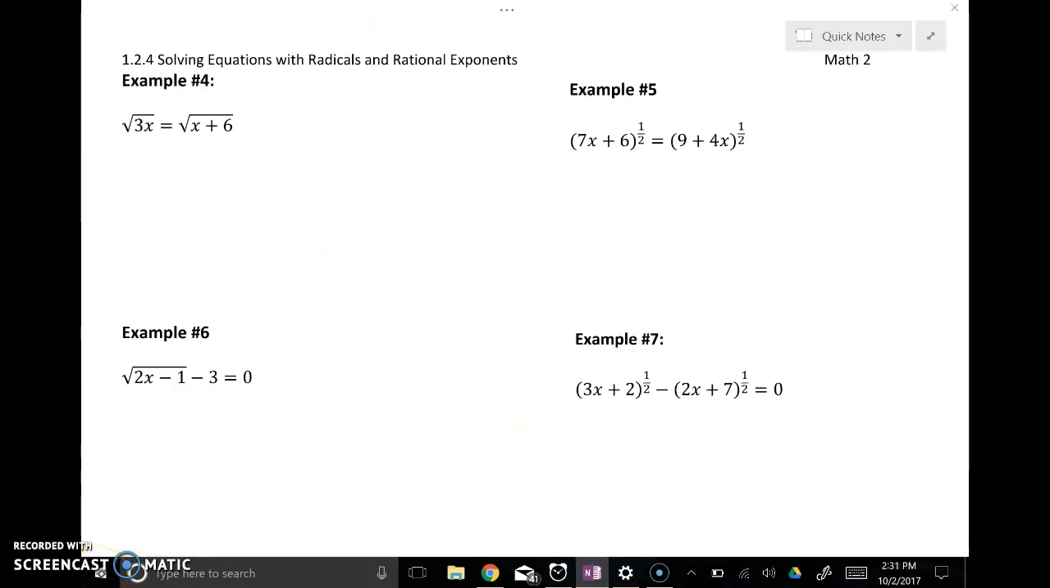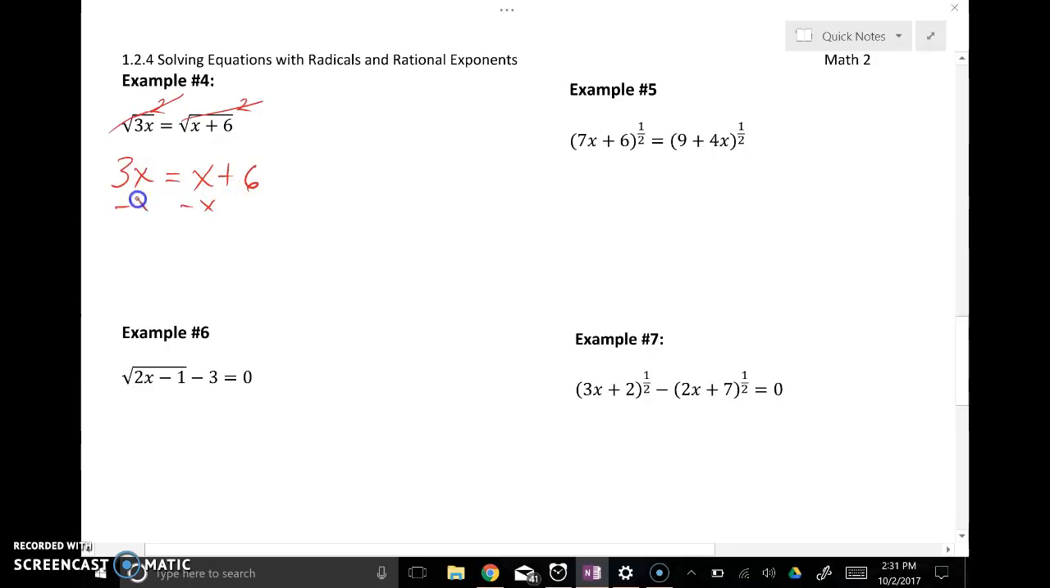Okay, in our time remaining, I'm going to try to do as many of these examples as I can. If you take a look at example 4, if you focus on the left side, I know I've got to get rid of this square root. How do we get rid of a square root? We would square both sides. Well, if I square this side, I'll get rid of that square root. But look, it also takes care of this side as well. That was pretty convenient. So then I'm just left with 3x equals x plus 6.